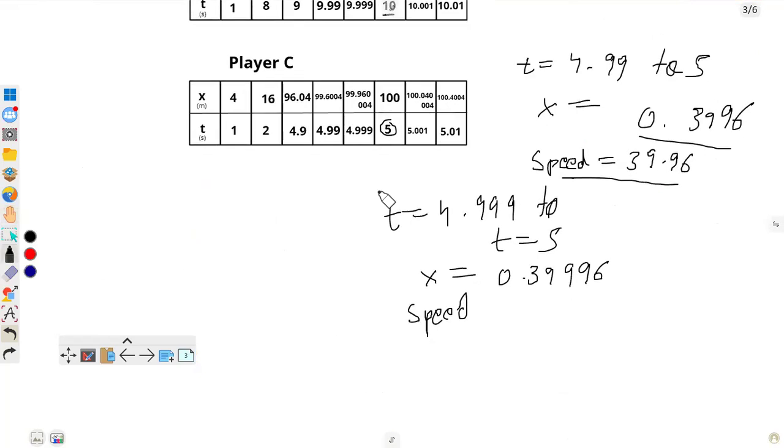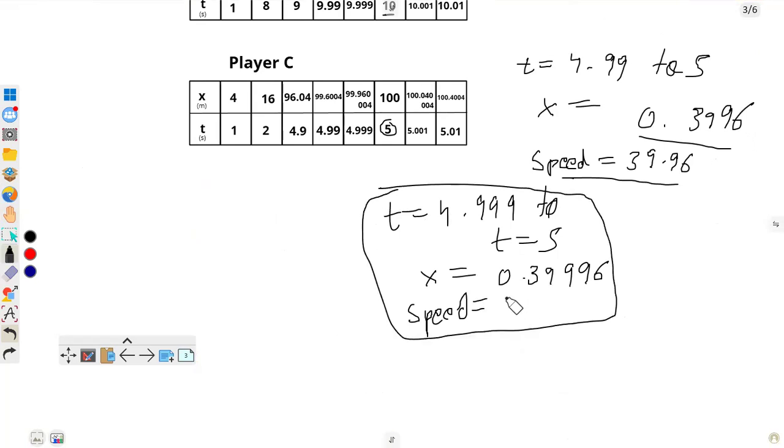So from t is equal to 4.999 to t is equal to 5, our speed comes out to be, quick calculation tells us it's 39.996. Okay, we're getting closer to some value. We're getting closer to instantaneous speed.